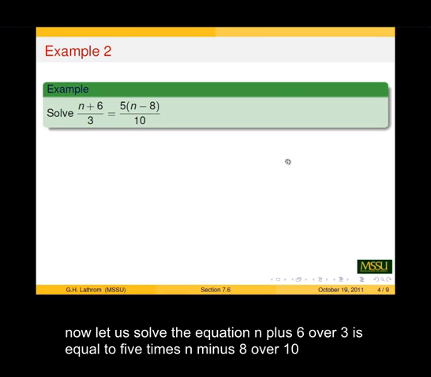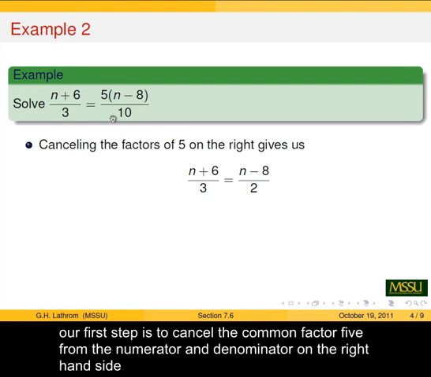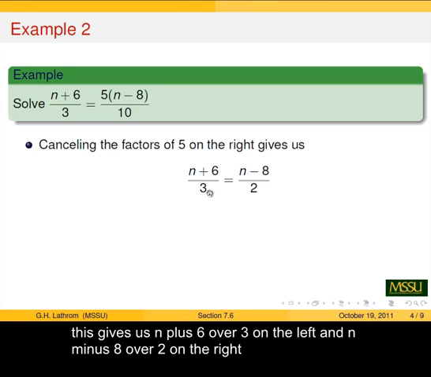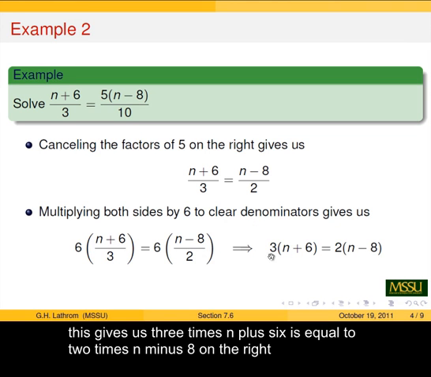Now let us solve the equation (n plus 6) over 3 is equal to 5 times (n minus 8) over 10. Our first step is to cancel the common factor of 5 in the numerator and denominator on the right-hand side. This gives us (n plus 6) over 3 on the left and (n minus 8) over 2 on the right. We then multiply both sides by 6 to clear denominators. This gives us 3 times (n plus 6) on the left is equal to 2 times (n minus 8) on the right.